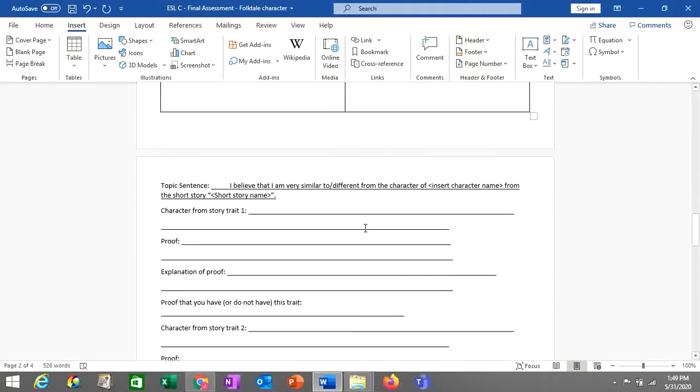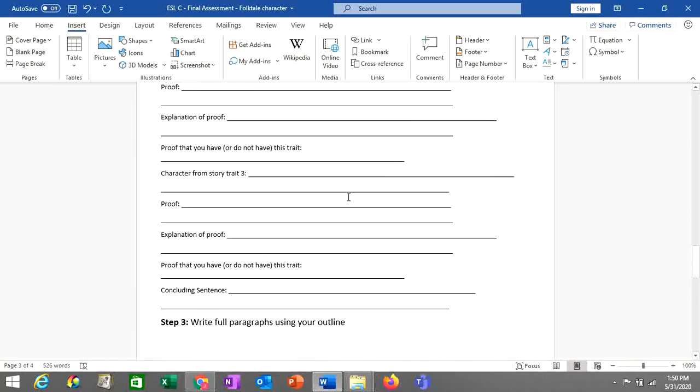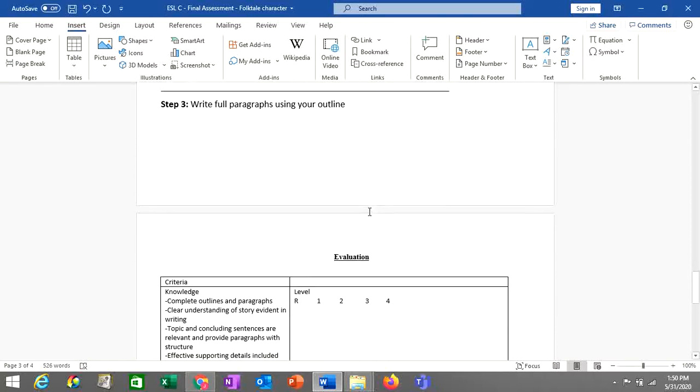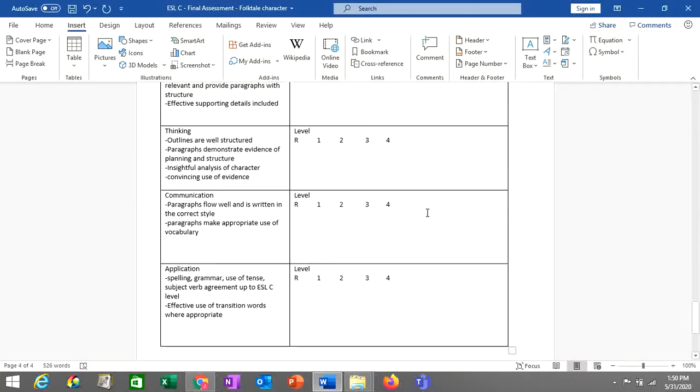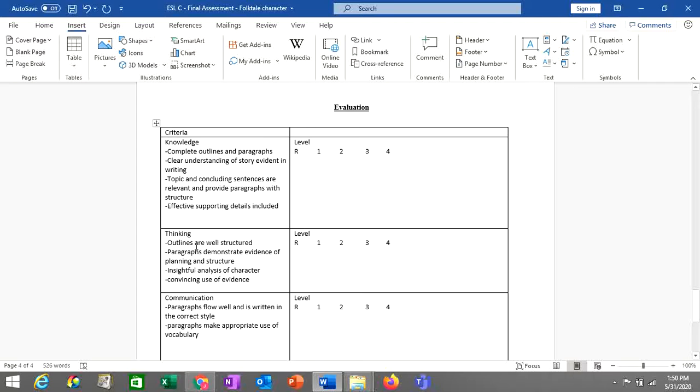So once you're done that, you then have to write your paragraphs in full. So when you hand in your finished product, I shouldn't see this outline here. I should just see 2 completed paragraphs. And the marking scheme is going to be very similar to what you've seen before, just slightly modified to fit with the fact that you're also dealing with a short story.